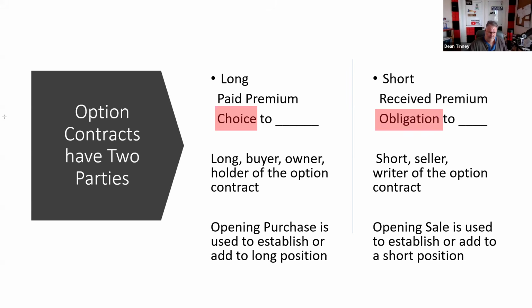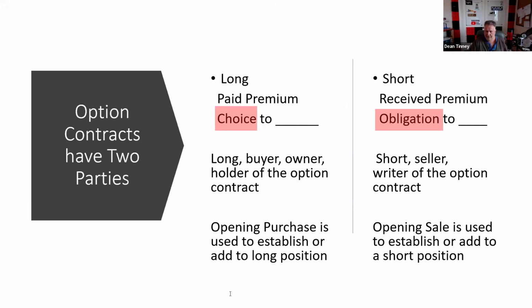And so if you have an obligation to sell the stock, that would be a short call. An obligation to sell the stock at the strike price. If you have an obligation to buy the stock, that would be a short put. So what will they say on the test? Will they say short, seller, writer? They'll say whatever you're not prepared for.